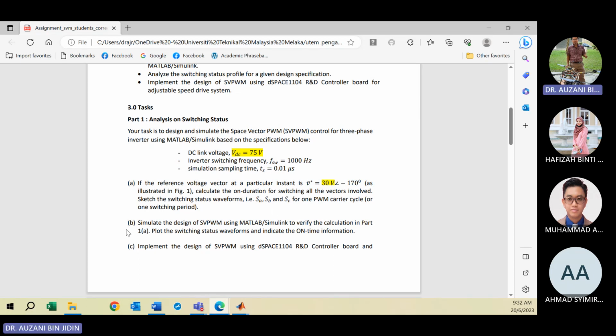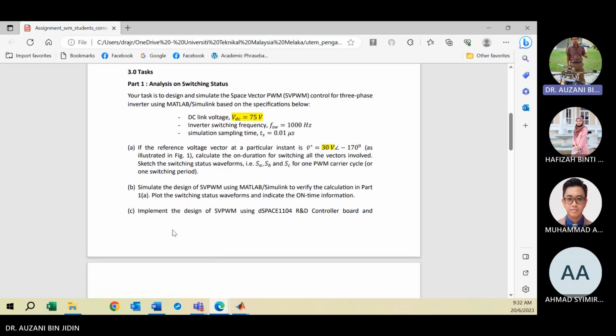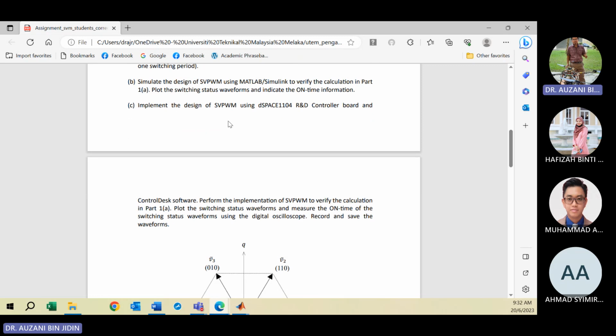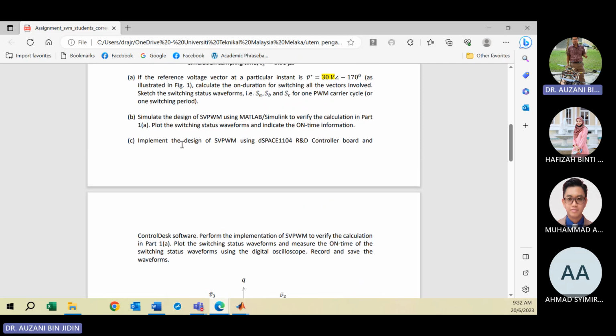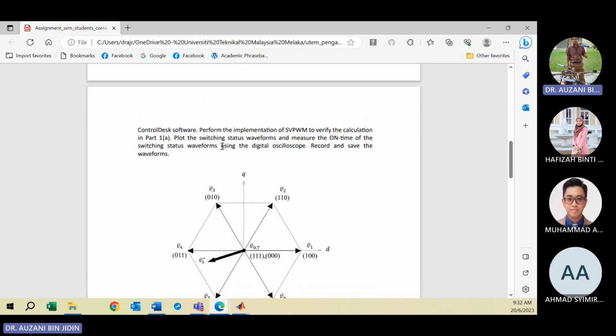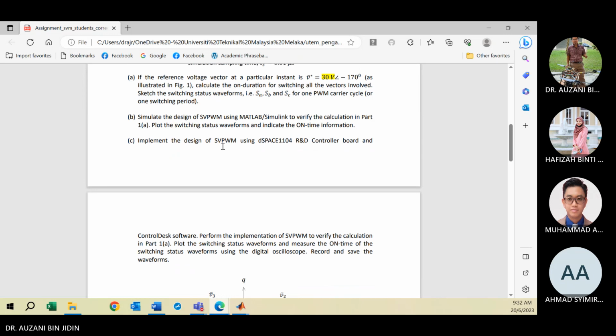Okay, there is part A, part B, part C. I think most of your groups have done this part. Very simple. Maybe you take only 1 hour to complete part C, to run the hardware and adjust the motor speed.